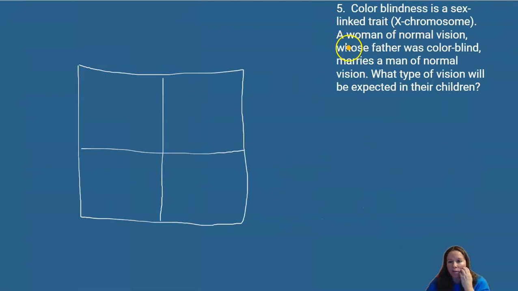On to number 5. Here's an X-linked or sex-linked problem. Color blindness is a sex-linked trait. In fact, remember it's X-linked recessive on the X chromosome. A woman of normal vision whose father was colorblind marries a man of normal vision. What type of vision will be expected in their children?